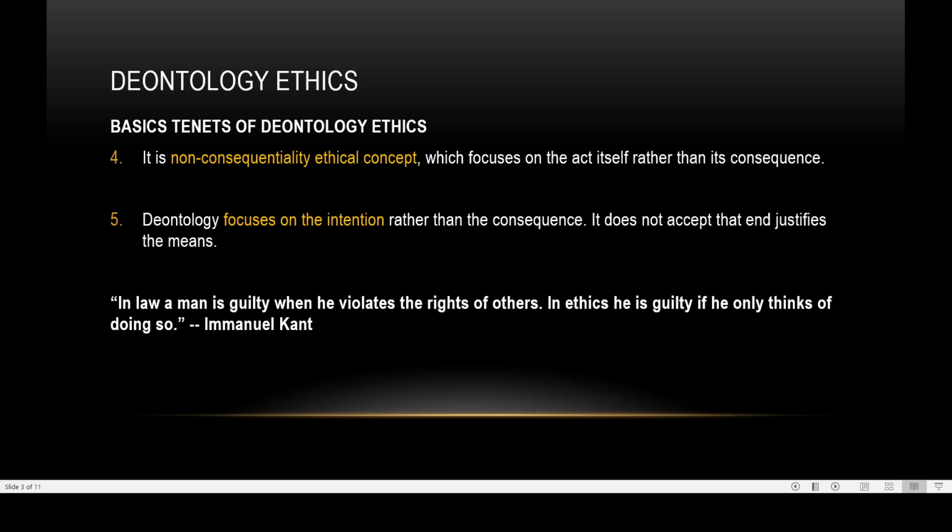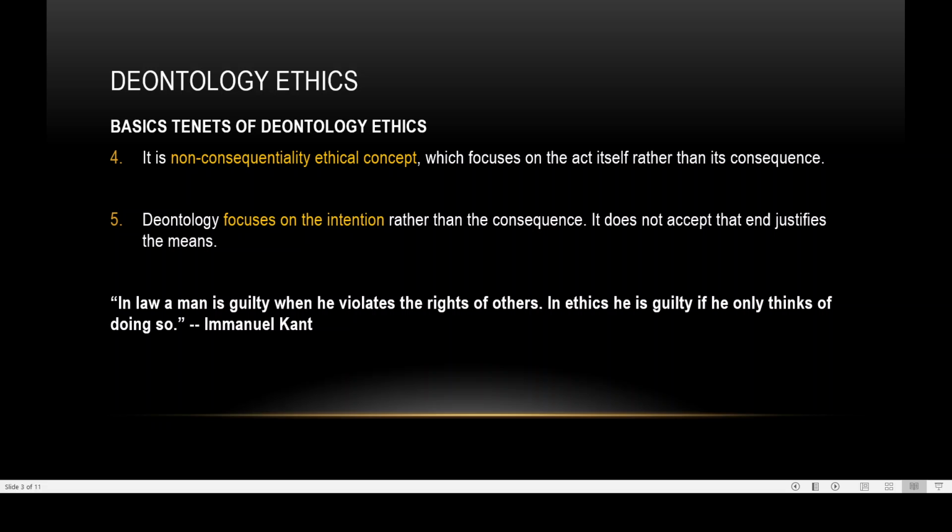A classic quotation: in law, a man is guilty when he violates the rights of others. In ethics, he is guilty if he only thinks of doing so. This is given by Immanuel Kant. Let's repeat the quote. In law, as per any law, Indian law or US law, a man is guilty when he violates the rights of others. But in ethics, he is guilty if he only thinks of doing so.